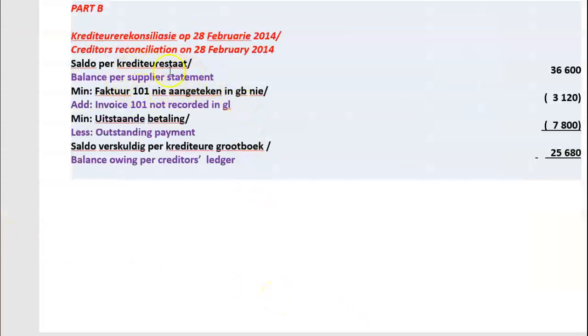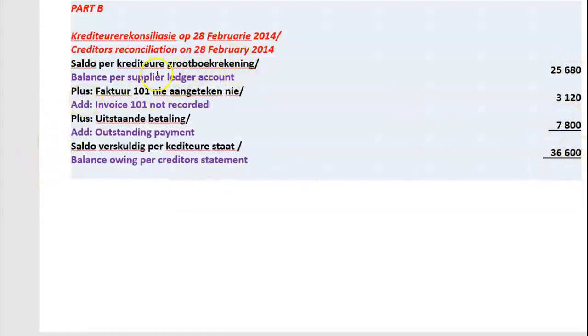Now if I've started with a balance as per the statement, what will that payment do to the statement balance when it goes through? It will reduce the statement balance. So I have to deduct the 7,800 payment from the statement balance to show the same as what I've done in my ledger. If I've started off with my ledger account balance, what did that 7,800 do to my ledger account balance? It reduced it. So if I want to make my ledger account balance the same as the statement balance, I have to add it back. So I will add it back to the 25,000 in order to arrive at my statement balance.